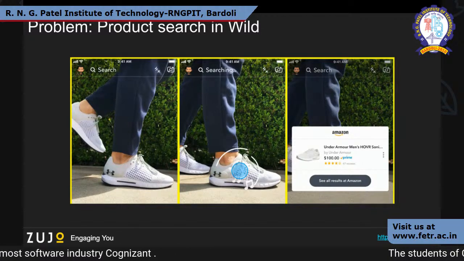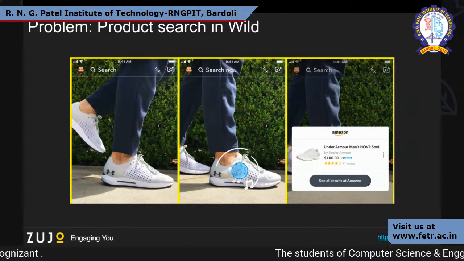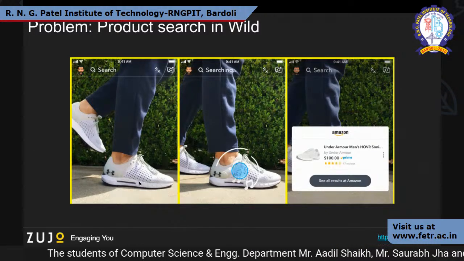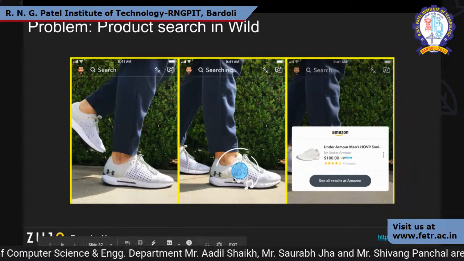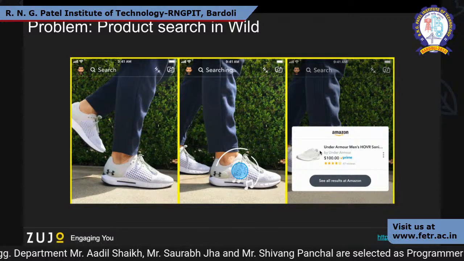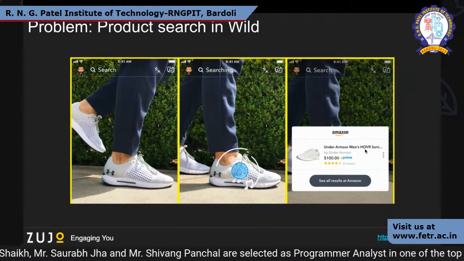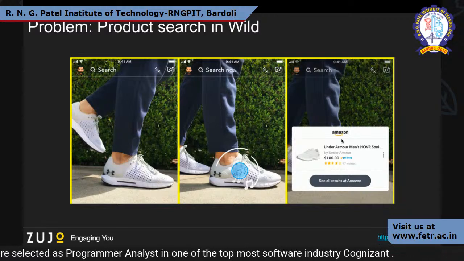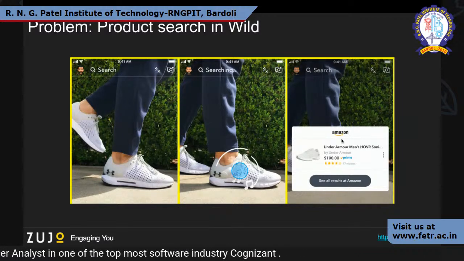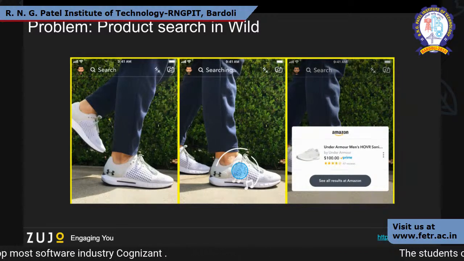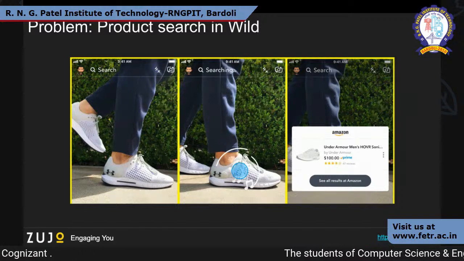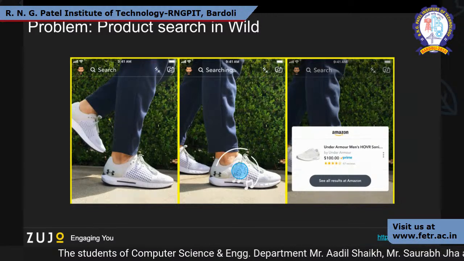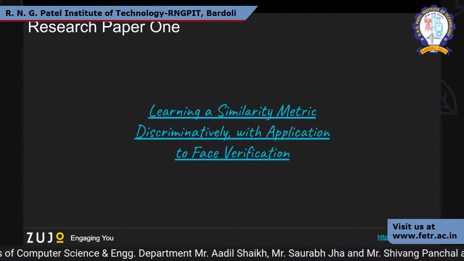Okay, so this is the problem we wanted to deal with. It is product search in the wild. So what we want to do is search for a product from images. As you can see, this shoe over here, we want to label this shoe as Under Armour men's shoes, right, from the image. So what we wanted to achieve with this is to find products from wild images. That's why the problem name is product search in the wild.